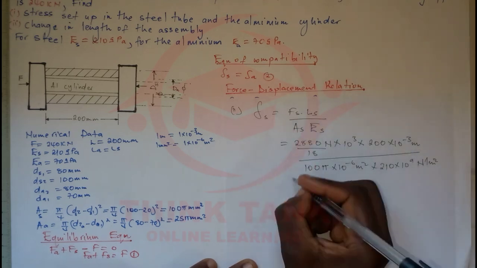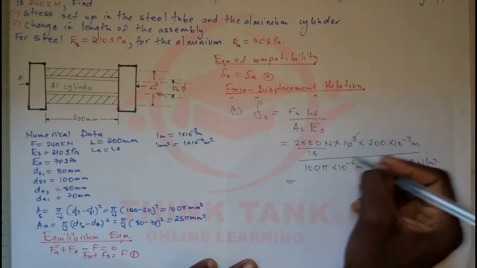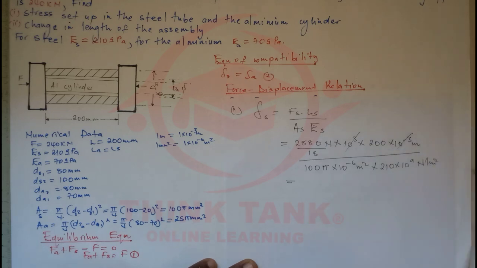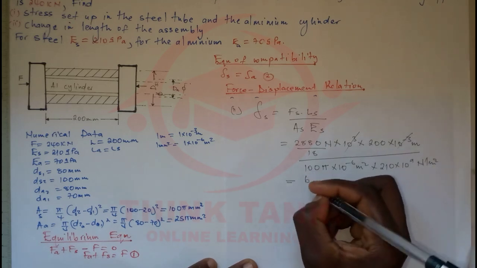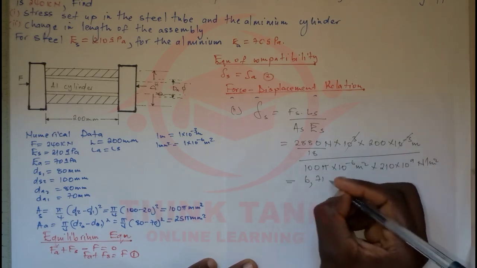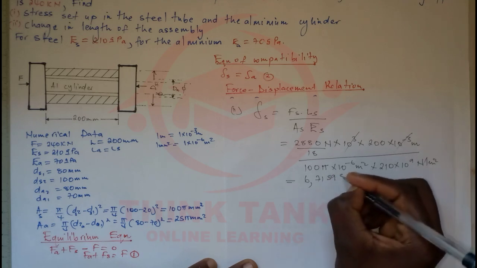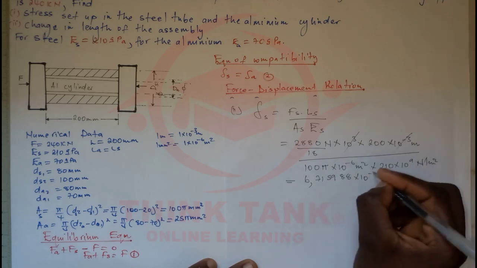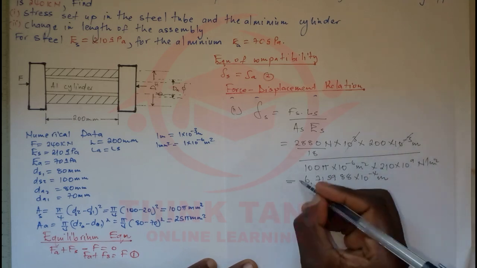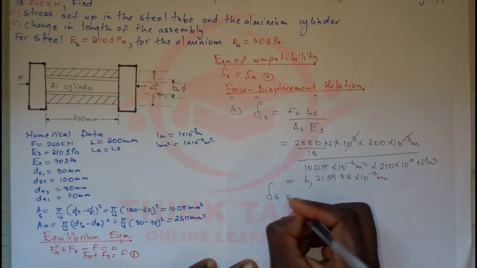You can even choose aluminium, and if you calculate here, you're going to see that you get 6.715988 times 10 to the power negative 4 meters. You can even change this to millimeters if you want.